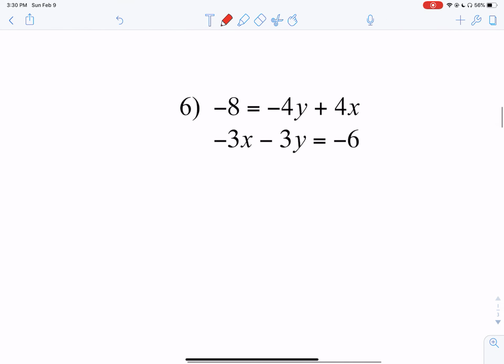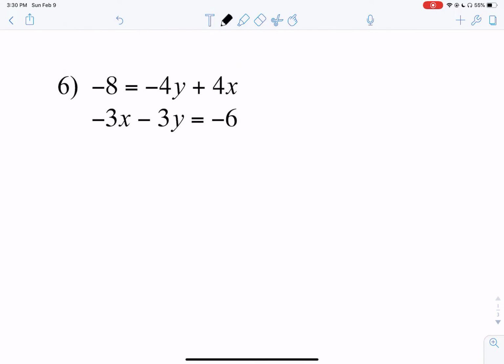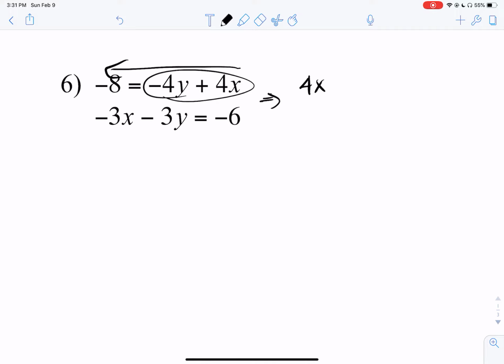Okay, let's go to number 6 now. So for number 6, when we rewrite this equation, like I mentioned in class, if I just read it backwards, the x and y values are on the same side. So this is good, just switching the order. I can rewrite this as 4x minus 5y, just flipping these two numbers around, and that's going to equal negative 8.